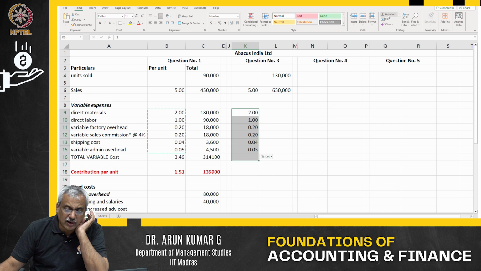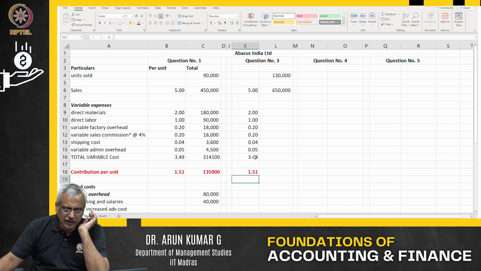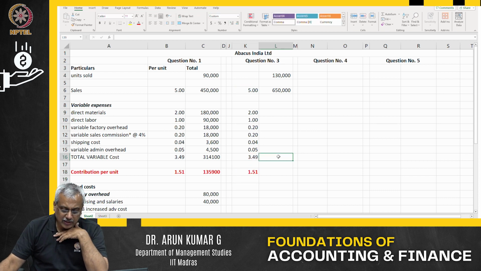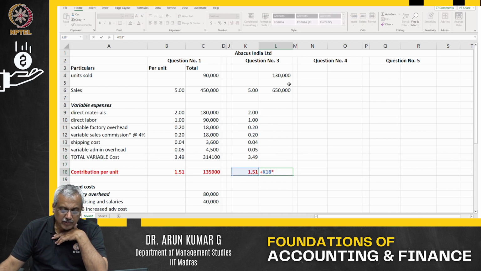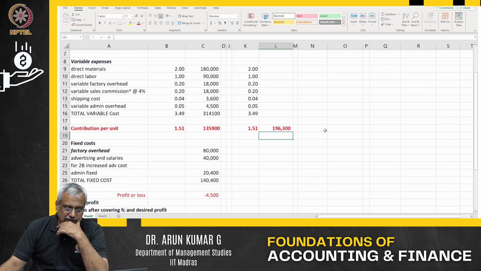So what is the total of my variable cost? My total variable cost is so much. What is my contribution per unit? My contribution per unit is also going to remain the same. That is fine. What is my total contribution? My total contribution is this into the number of units that I am selling, that's also fine: 1,96,300.